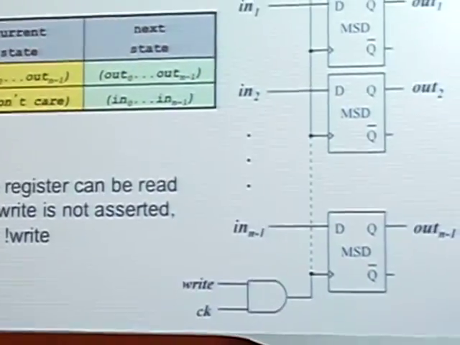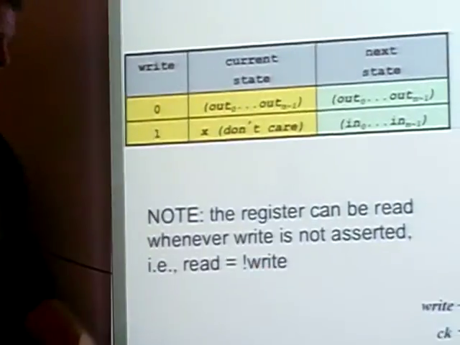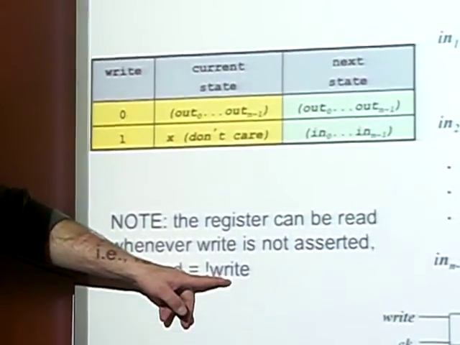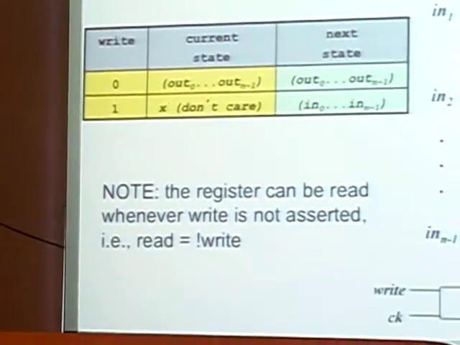So the register can be read whenever read is not asserted. In other words, read is not write. Okay? So that's easy.